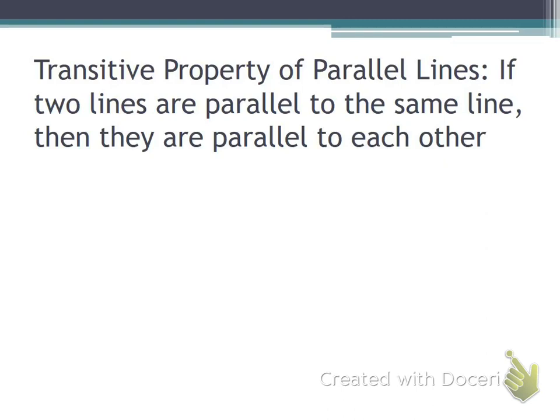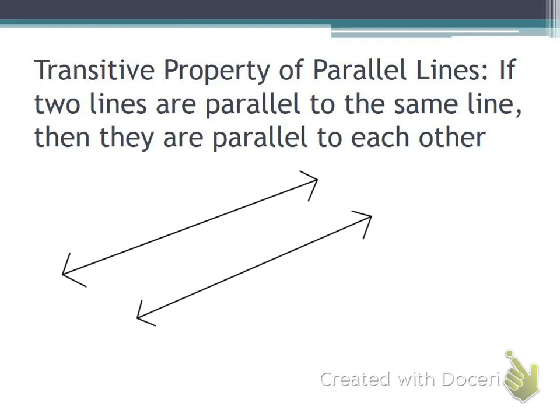The transitive property of parallel lines states if two lines are parallel to the same line, then they are parallel to each other. So that means we're going to need 3 lines. I'm going to call my lines X, Y, and Z.